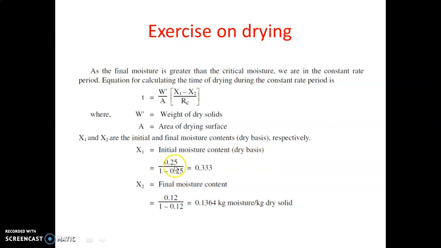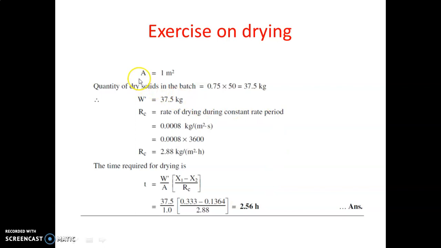How? 0.25 divided by (1 minus 0.25). So x1 is 0.333. This is the initial moisture content on dry basis. Then the final moisture content is 12%. From that we can calculate 0.12 divided by (1 minus 0.12), which is equal to 0.1364 kg moisture per kg dry solid. So this unit is applicable here. And the area is given as 1 meter square.